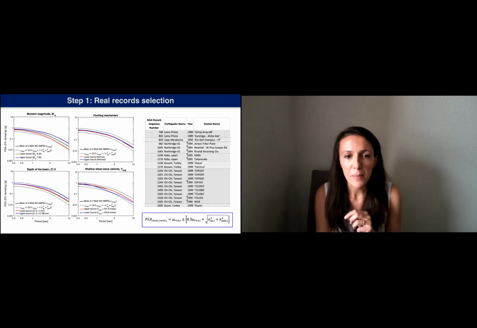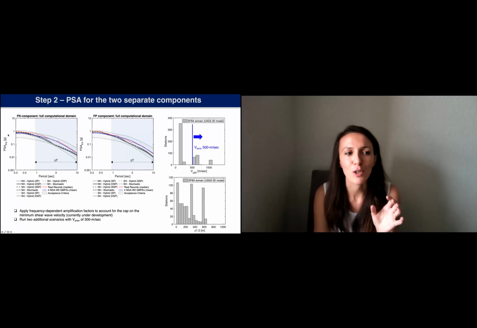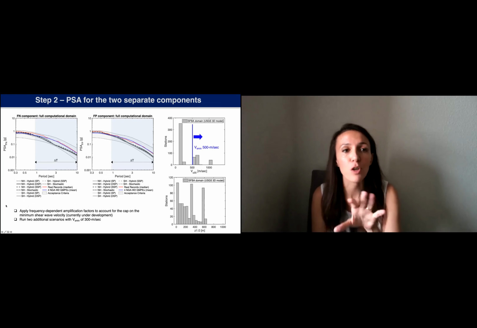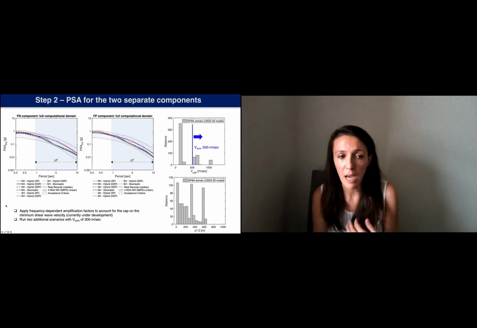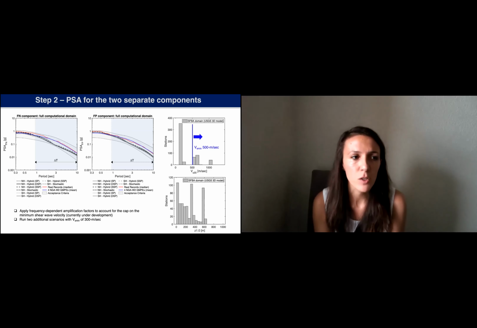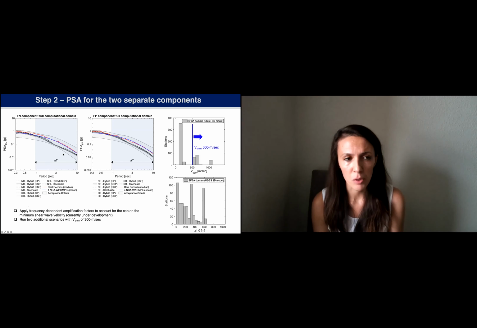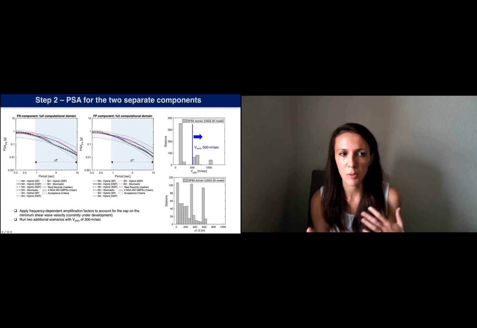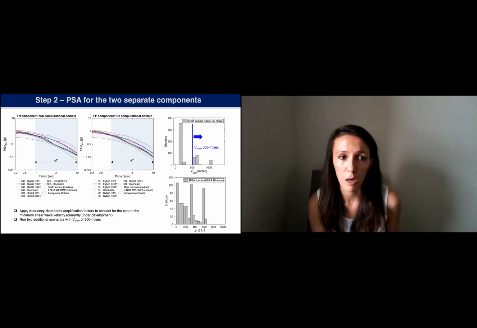Now, in step number two, I'm showing really just a snapshot for each of these steps. I'm going to talk about the comparison of the spectral acceleration as derived from the eight scenarios, so from the simulated records, the real records, and the ground motion models. In these two plots, I'm showing this type of analysis performed on the two separate components, fault normal and fault parallel. On this plot, you also see the acceptance criteria, which in this case were derived mainly based on the ground motion models.